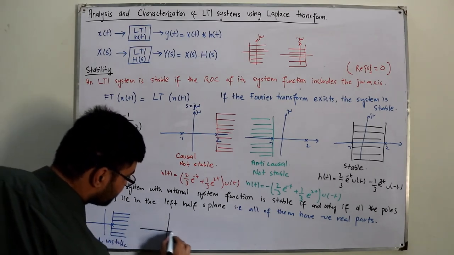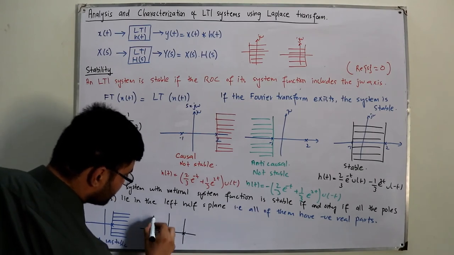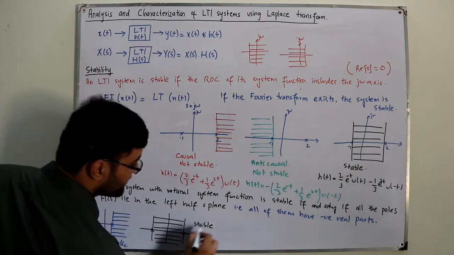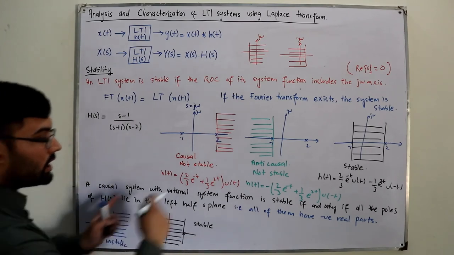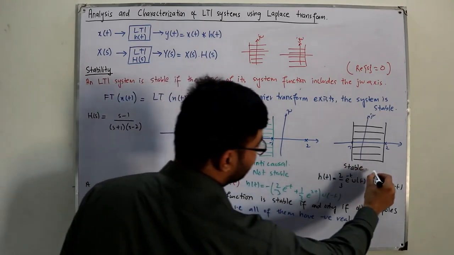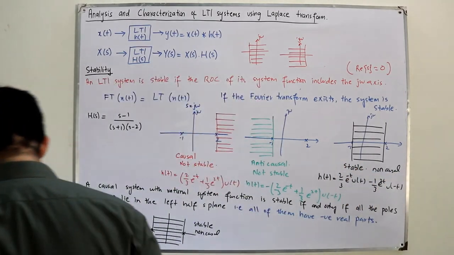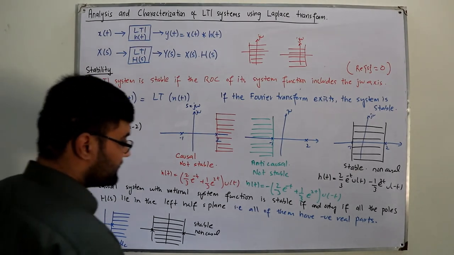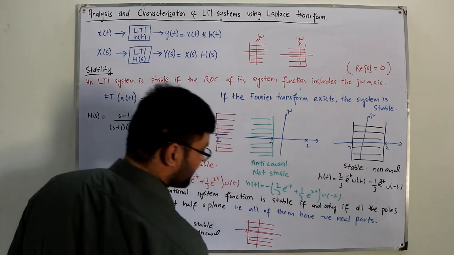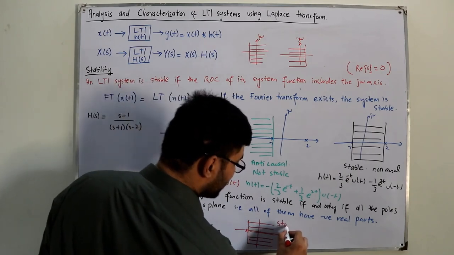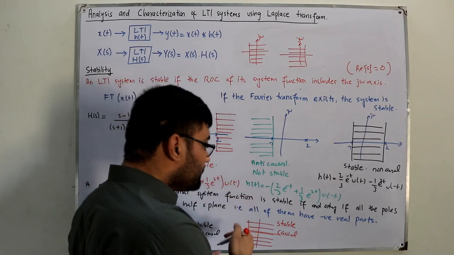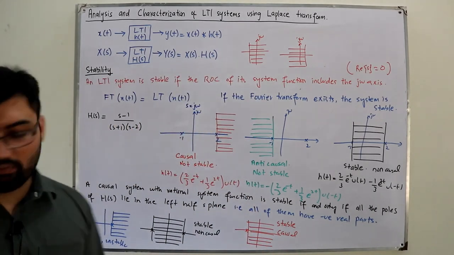Next, if I have it like this, a strip in between the two poles, it's including the j omega axis, which means this is stable, and it's neither causal nor anti-causal, so this is a non-causal system. Then the final ROC is like this. This would be stable, why? Because it's including the j omega axis. And it would be causal. Why? Because it's lying to the right of the rightmost pole and covering the right half plane.